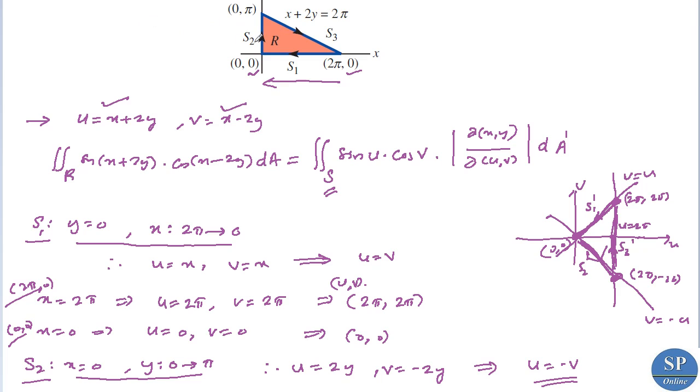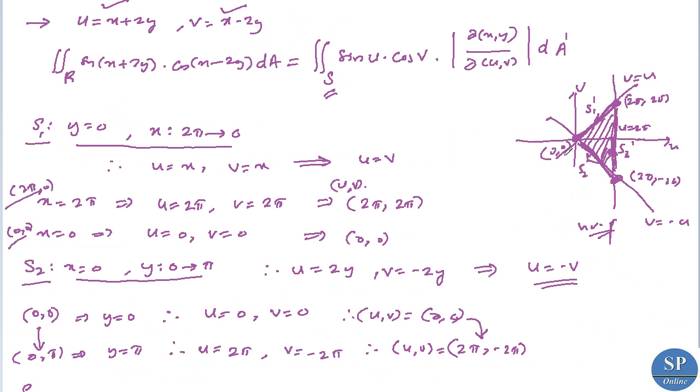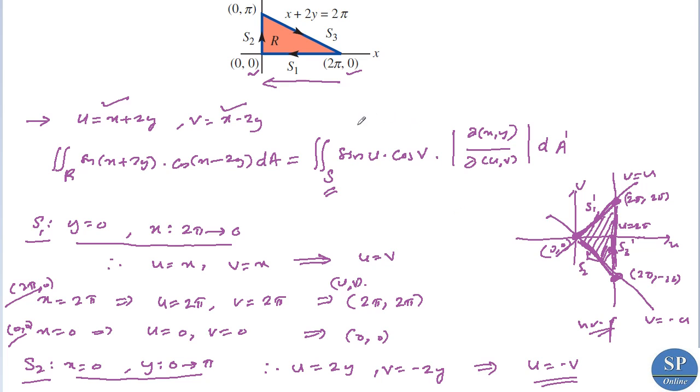So here R is the region bounded by these three lines. Therefore the image of this region R is this region, the entire region bounded by S1 dash, S2 dash, S3 dash in the UV plane. This is the UV plane. So here we need to integrate this integrand over this S. Now that means this R is changed to this region S. Let this be S. Clear. So now what about dou xy divided by dou uv?